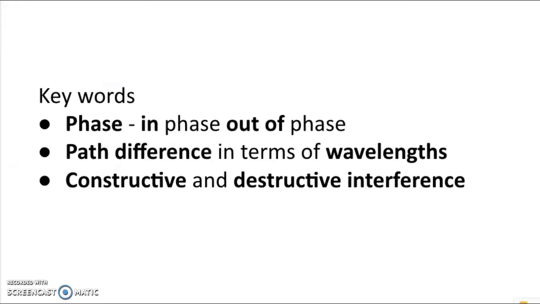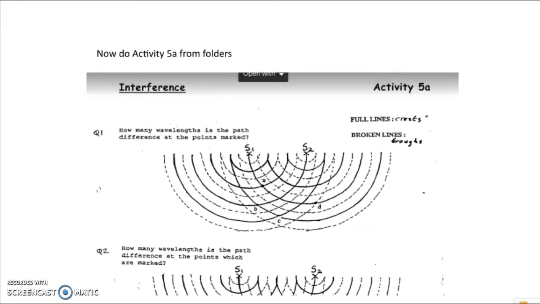So in summary, the keywords are, in terms of phase, is something in phase or out of phase? Is there a path difference in terms of wavelengths? And using the phrases constructive and destructive. So have a look through the slides, and once you've gone through them again and looked at the videos and tried the simulation, go on to activity 5A from the folders.